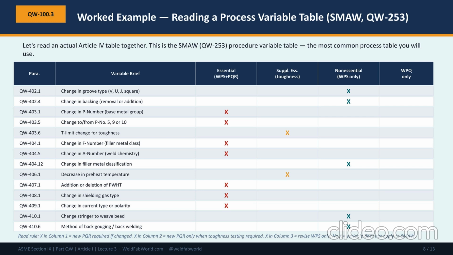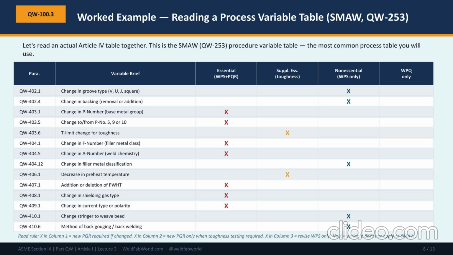QW409.1, change in current type or polarity. Column 1, essential. DCEP, DCEN, and AC produce different arc characteristics, different penetration profiles, and different deposition rates. Changing polarity changes the weld. New PQR required.